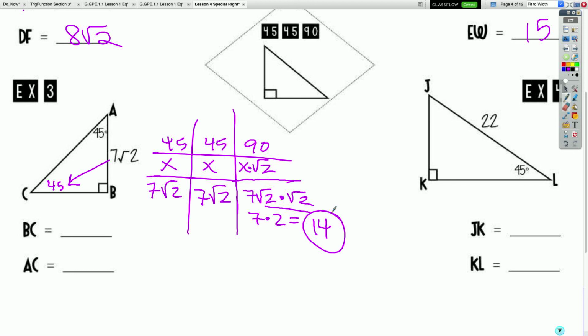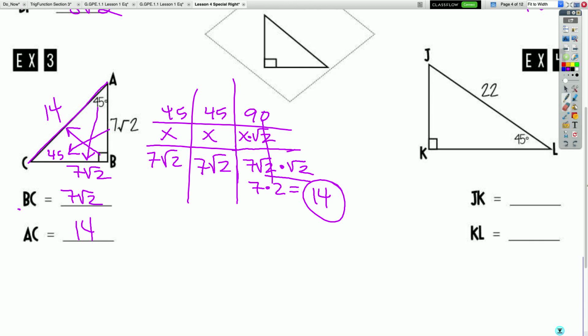Okay, so once we have that chart filled out, we can go back to the picture. I know across from my 45 is going to be 7 square root of 2, and then across from 90 will be what? Across from 90 will be 14. So you're just reading your chart. Go straight down and read your chart. Okay, that's the hypotenuse, so my longest side. So BC would be which one? 7 square root of 2, and AC would be 14. So it's kind of like a little puzzle at the end.